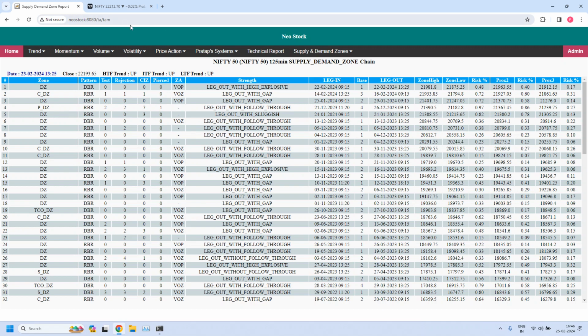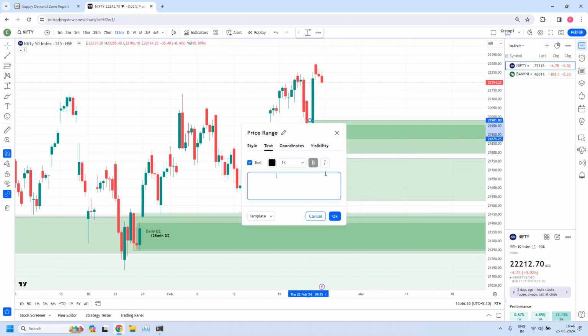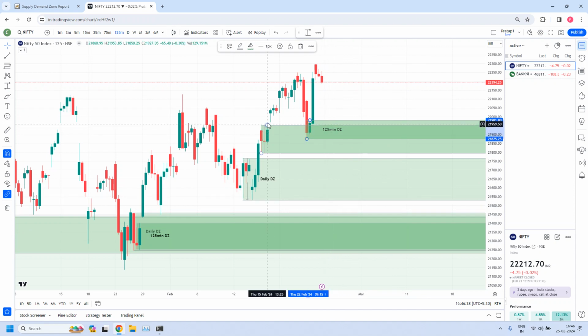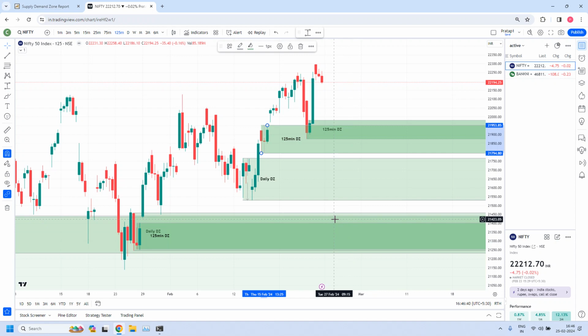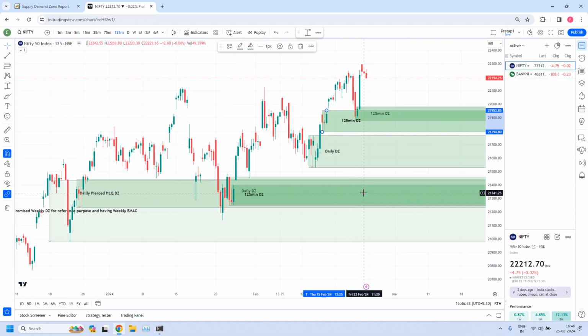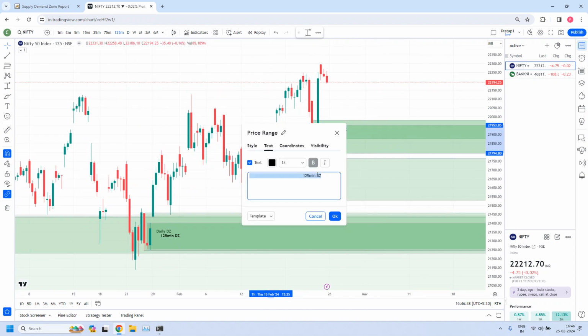Now we will move on to 75 minutes. Before that, let me give labels. This is a 125 minutes demand zone. This is also a 125 minutes demand zone. The reason I am giving labels is not to get confused when we move on to lower time frames. But this 125 minutes demand zone is a 125 minutes high liquidity demand zone. That point we should not forget.